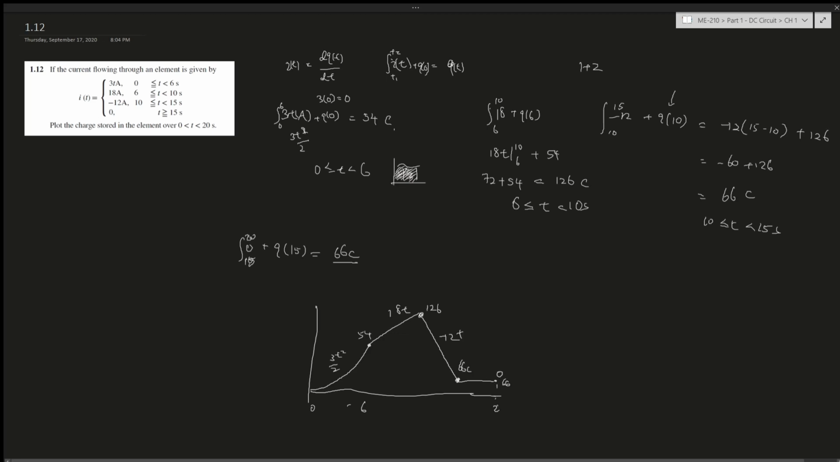This is 20 seconds, 15 seconds, this is 10 seconds, and this is 6 and 10. Okay, and this graph should look something like this. You can spend time drawing to scale, but this is what the graph should generally look like.